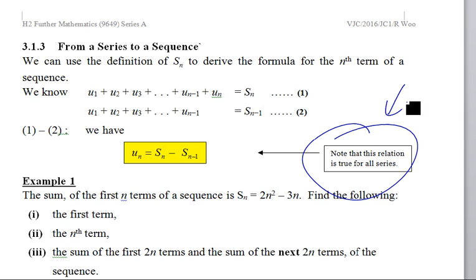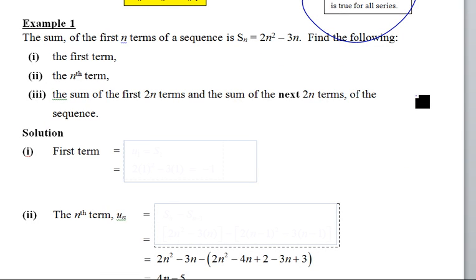Okay, good. Example 1. Let me know if I'm going too fast, okay? Okay, let's look at this.